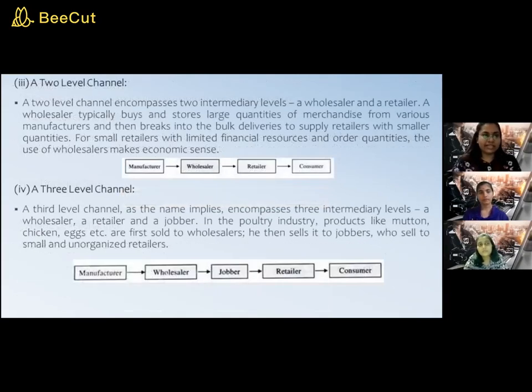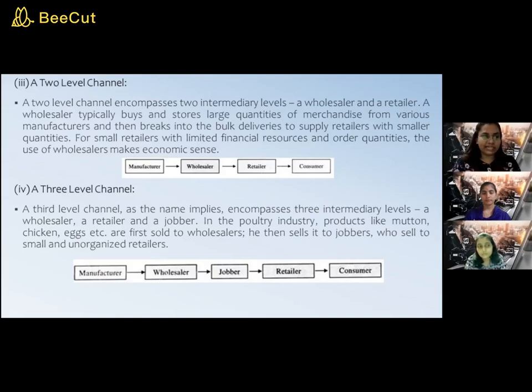A two-level channel. A two-level channel encompasses two intermediary levels, a wholesaler and a retailer. A wholesaler typically buys and stores large quantities of merchandise from various manufacturers and then breaks the bulk into deliveries to supply retailers with smaller quantities. For small retailers with limited financial resources and order quantities, the use of wholesalers makes economic sense. Manufacturer to wholesaler, wholesaler to retailer, and retailer to consumer.